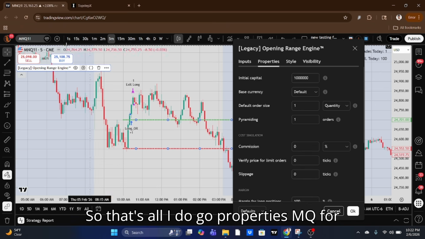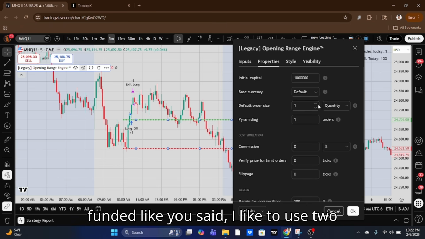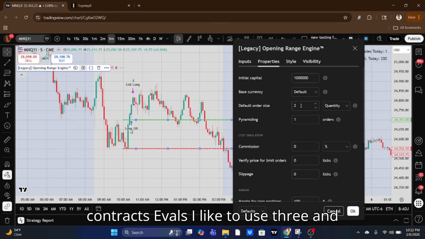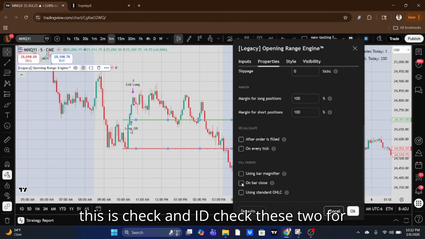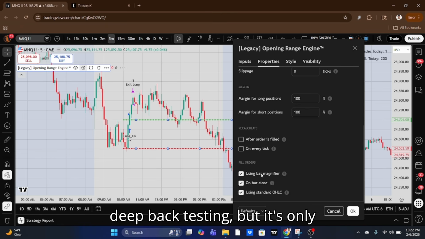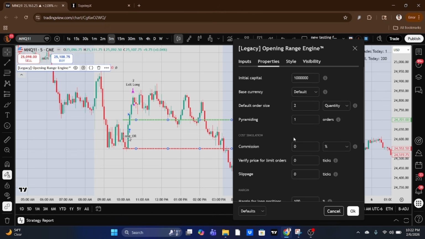Go to properties, MNQ for funded. Like I said, I like to use 2 contracts. Evals, I like to use 3. And make sure on bar close, make sure this is checked. And I do check these two for deep backtesting, but it's only available on the premium plan.